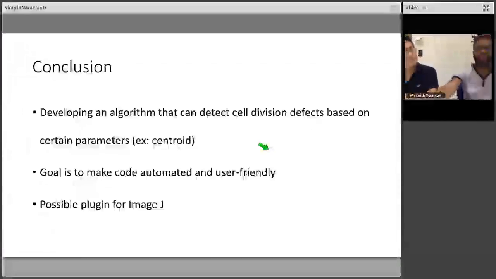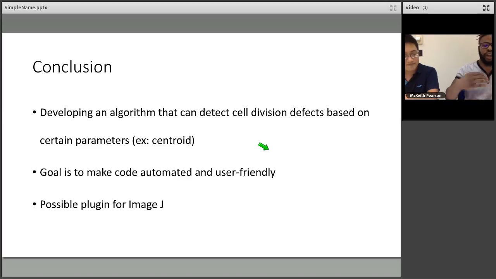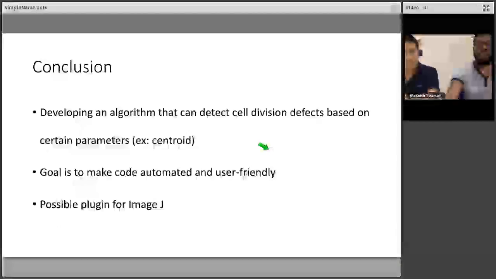So to conclude, we are still currently working on developing an algorithm that we can confidently say will identify every cell division defect without there needing to be any user input. So we're trying to make this algorithm as automated and as user-friendly as possible. And since ImageJ is the software that I currently use for image processing, we would think that it would be a cool idea for us to make a plugin for ImageJ so I can use it with the image processing system.